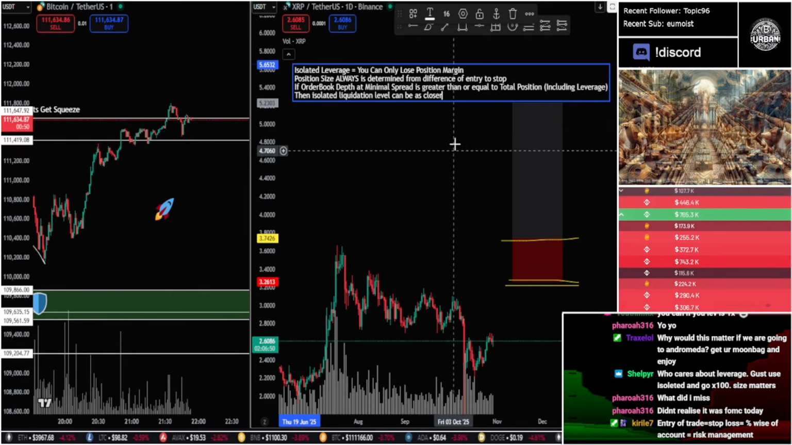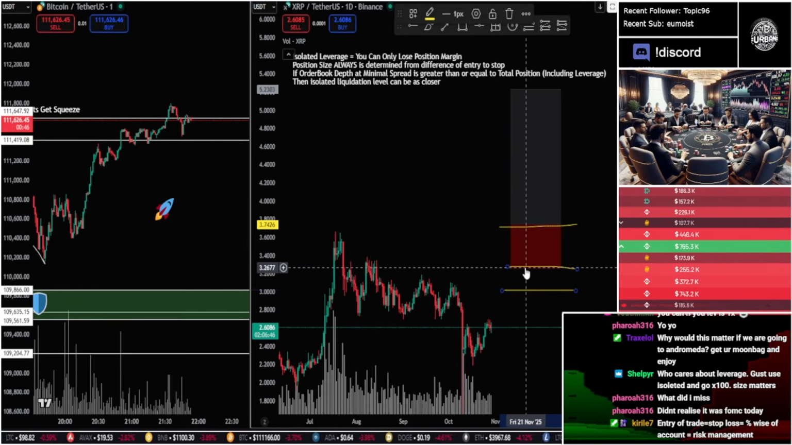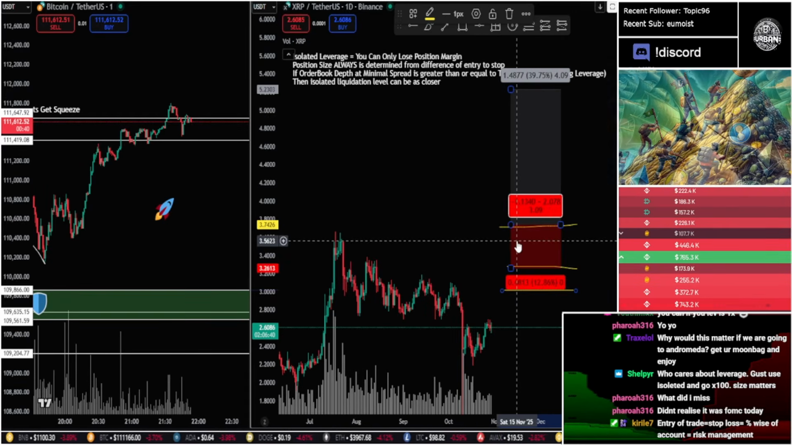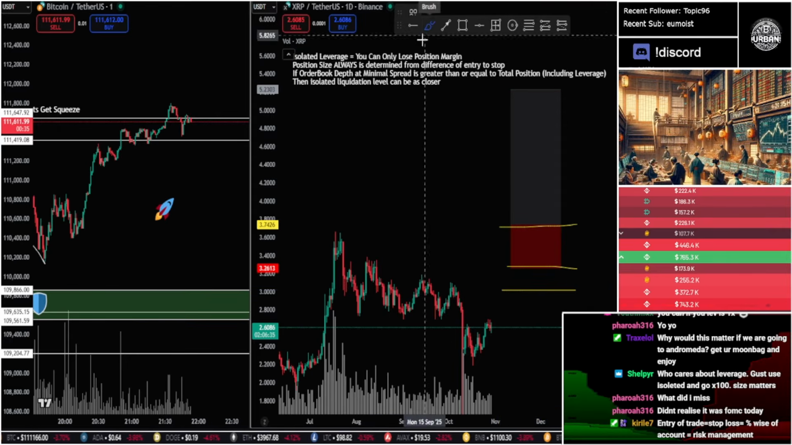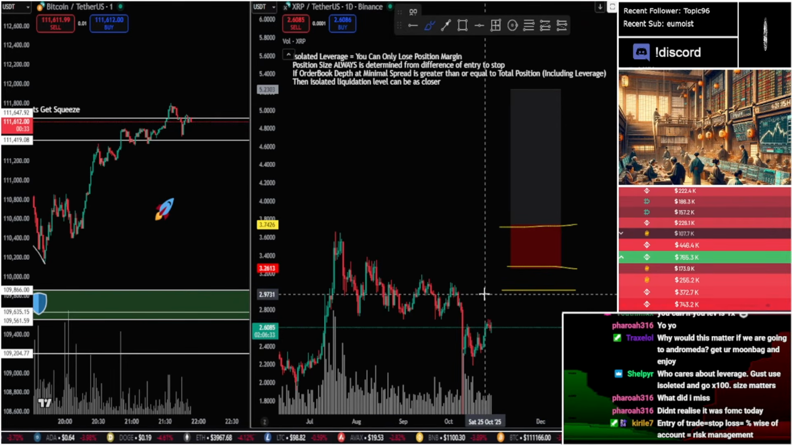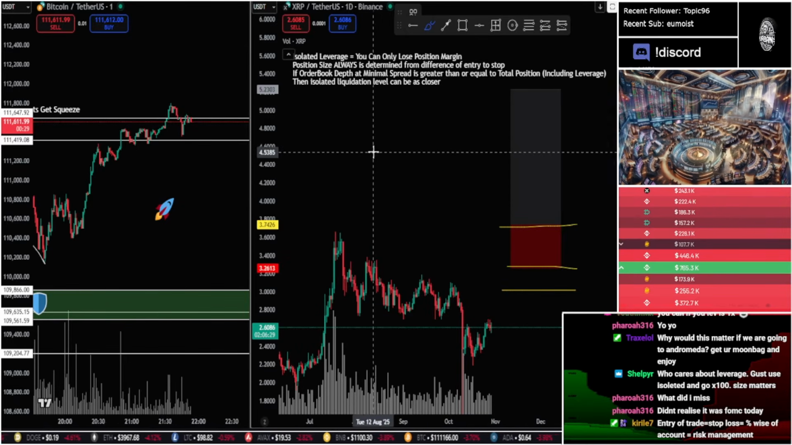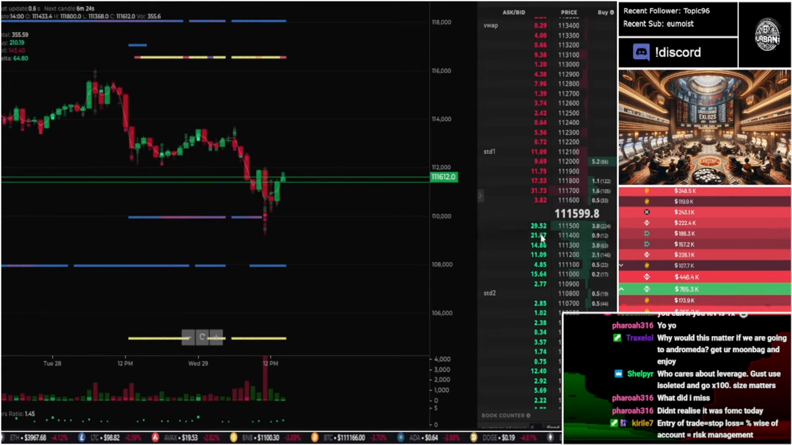So basically, if this is your stop loss here, right? Okay, and you have a 10 Bitcoin position, so like a $1 million position, after you've factored in the leverage. It means that, and the book, right? So like here, right? The book's here.